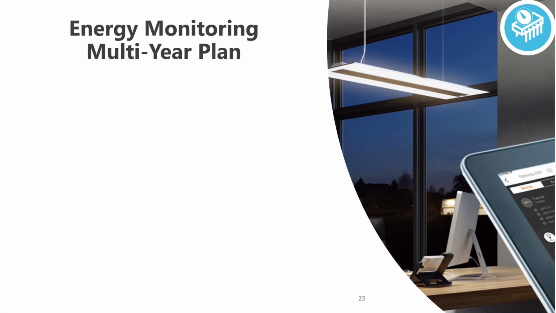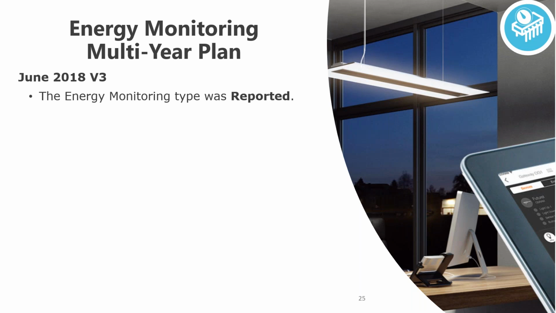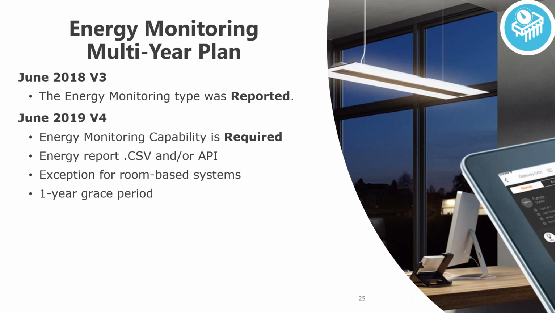What is now the Interoperability Plan started off in 2018 as the Energy Monitoring Plan, when energy monitoring was reported. Last year in 2019, energy monitoring was required for more systems. Like the daylight harvest example that I mentioned earlier, some contractors might choose to install energy monitoring on some projects and not others, but at least it's available if they want to install it.